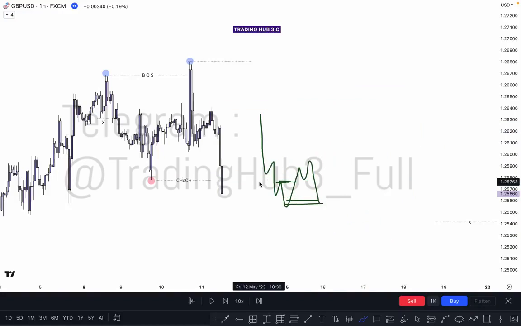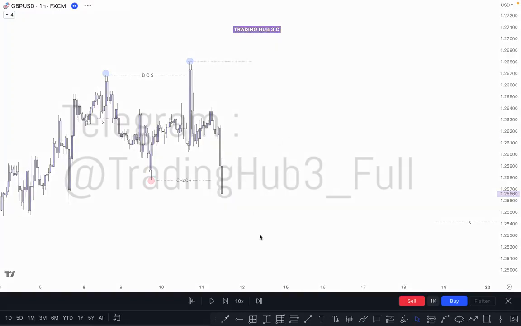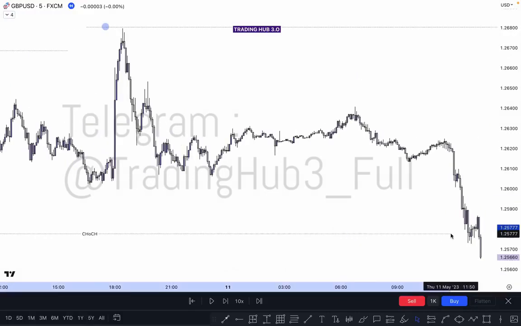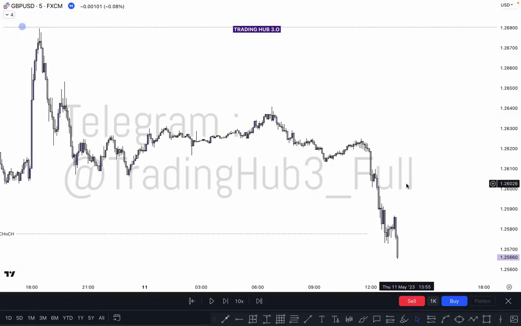And this is our change of character, and we are going to switch here to a 5-minute time frame because we are using 1 hour. Then you have to switch to a 5-minute time frame to see exactly what is happening here and how we can deal with it. Look at this one. This is very important. If you are not able to understand this thing, you can rewatch this chapter again and again. This will help you a lot.